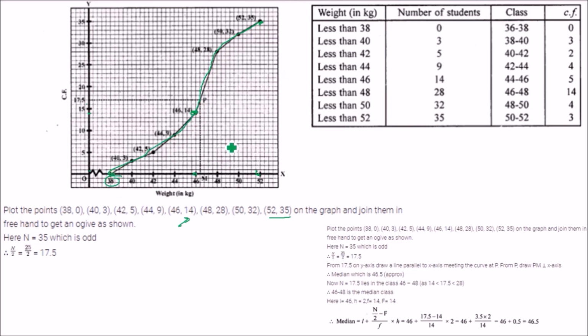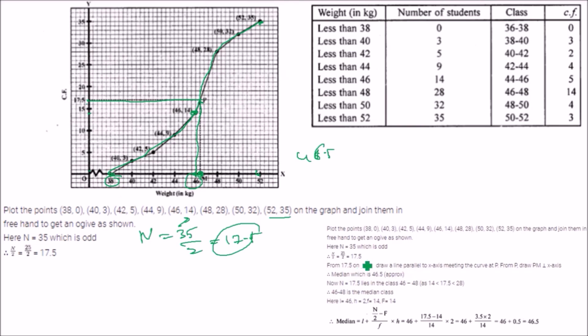Now we have to find out the median from the graph. Take n, which is 35, take n by 2, that is 17.5. So this is the 17.5 cumulative frequency. Just draw a line from 17.5, see where it intersects, and draw a line parallel to the y-axis, and this is the median. If you see properly, it is coming to be 46.5 approximately.